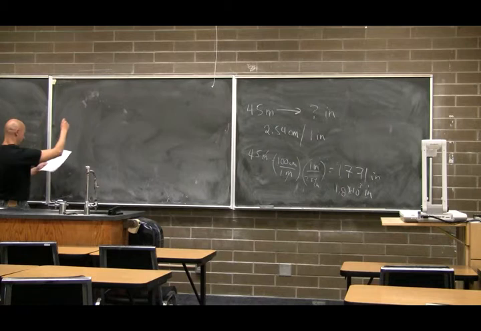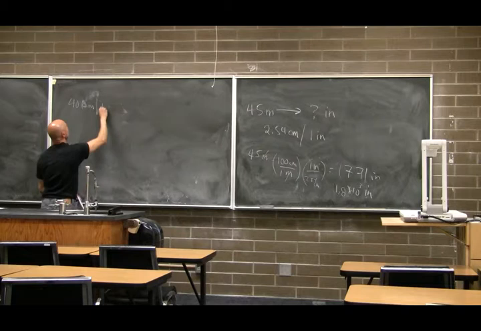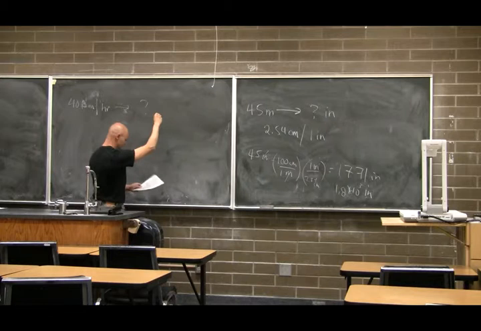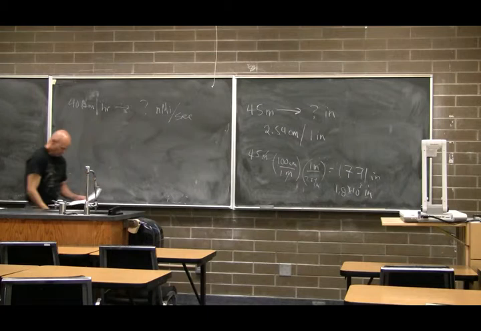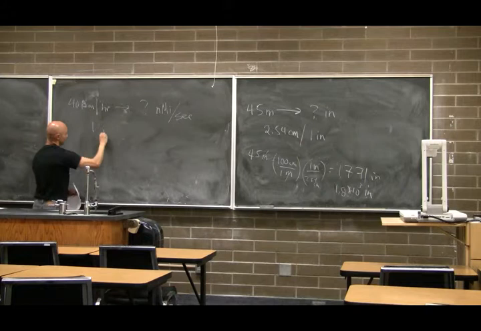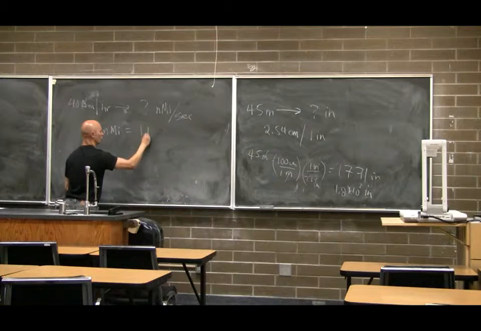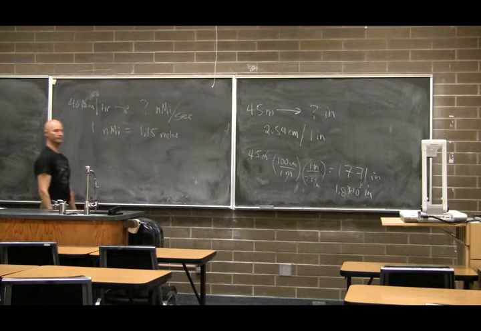40 kilometers per hour equals how many nautical miles, and I'll just call that NMI, per second. I give you in the problem that one nautical mile, NMI, is equal to 1.15 of those regular miles. So we just take the 1.15 times the 40?